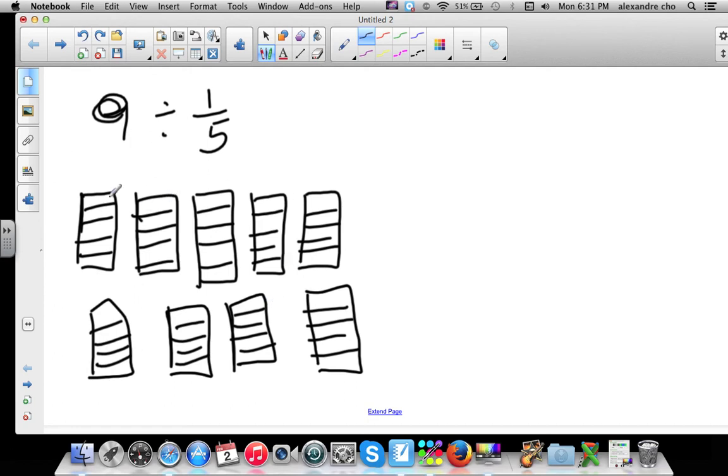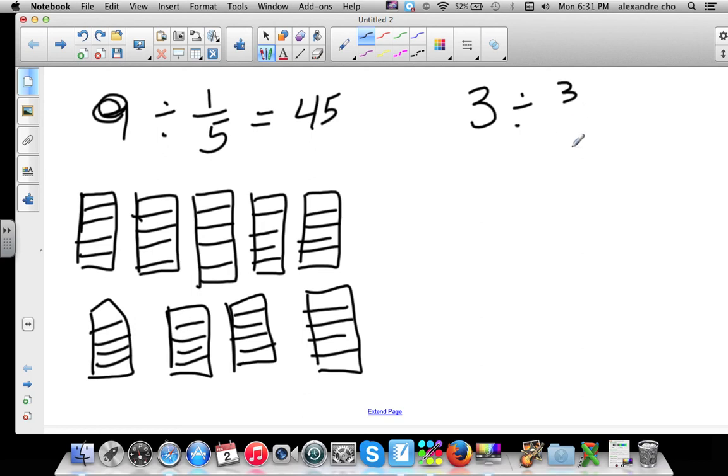Okay, so if you cut them into fifths, every chocolate bar you cut into one fifth pieces, you would end up with 45 little pieces. So how many one fifths can fit in nine chocolate bars? 45 times. Okay, this one, some of you had trouble in class.